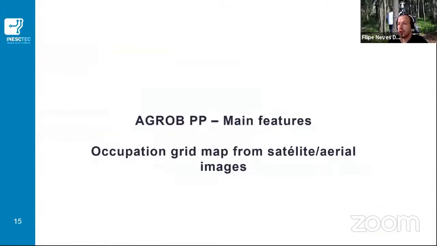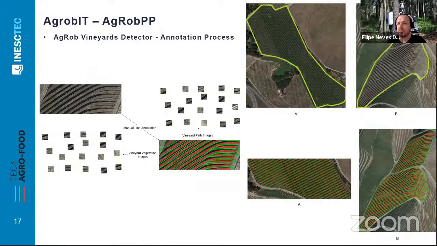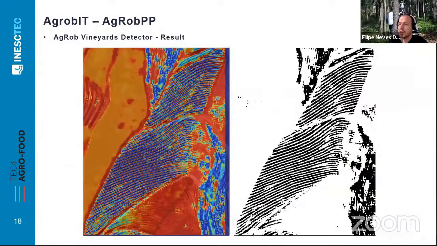One of the main features from AgroPPP, one of our main contributions in this ROS tech, is the capacity to extract occupancy grid maps from an aerial image or from a satellite image, and from this image classify what is a tree and what is the region of interest for the robot to operate. As you can see, this solution is able to identify the boundaries of the vineyard. From this identification, we can classify where we have a tree, and where there is a free zone for the robot to operate in this context and make the path planning.